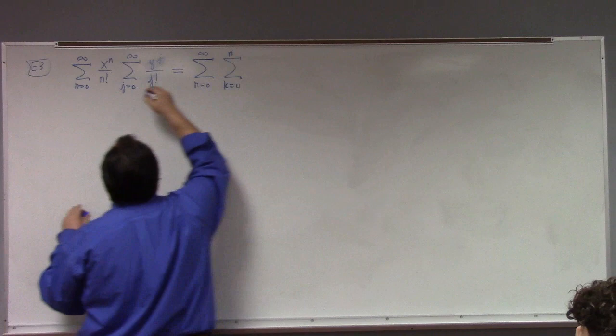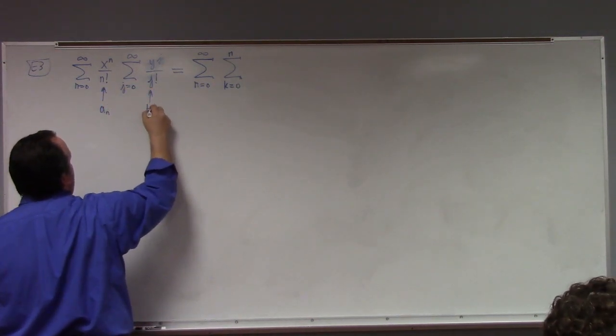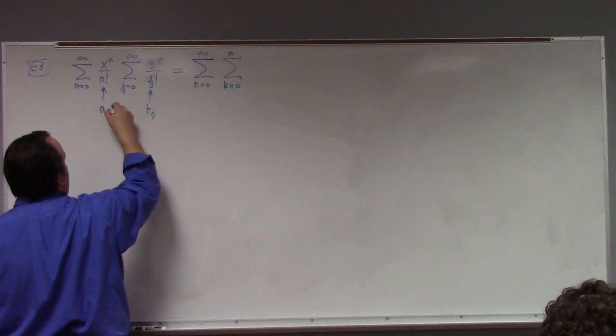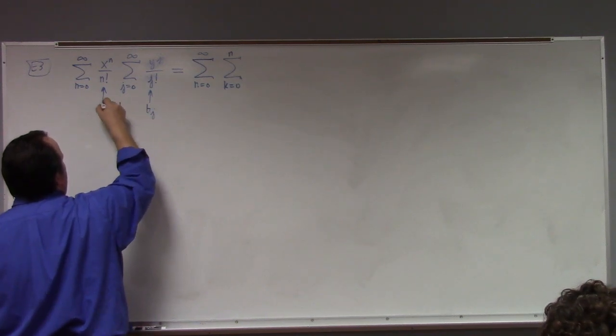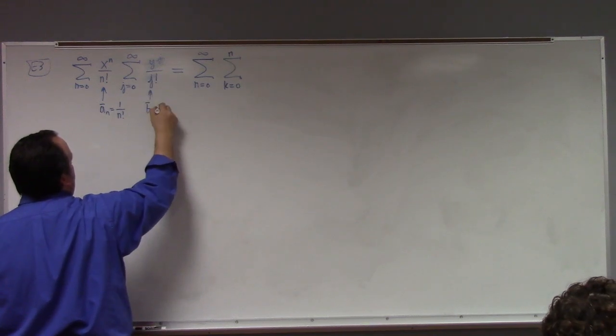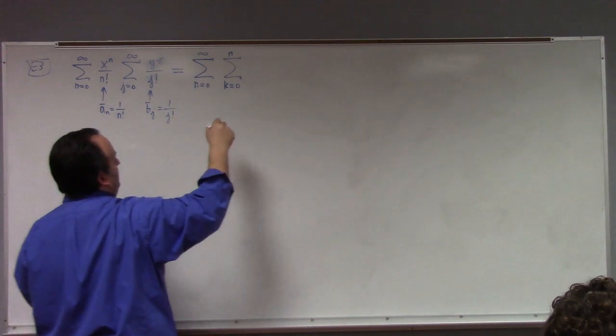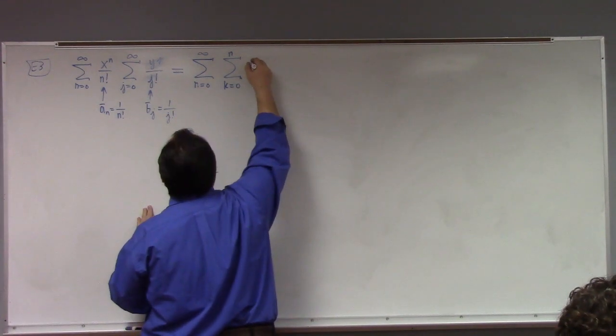Okay, so then this is like my a sub n. This is like my b sub j. A sub n is 1 over n factorial, maybe I used a sub n bar last time, yeah? B sub bar j here is 1 over j factorial. So I was supposed to put, what was it?